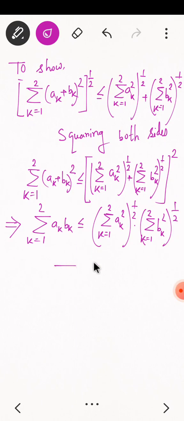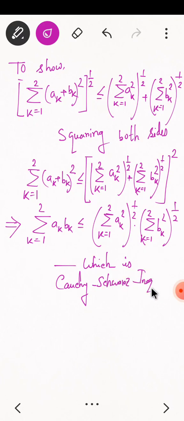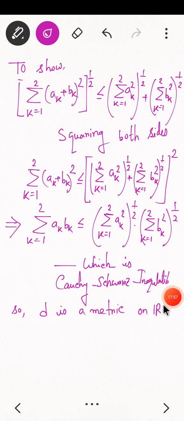Now, which is Cauchy-Schwarz inequality? So d satisfies the four properties. So d is a metric on R2. We say that d is the Euclidean metric on R2.